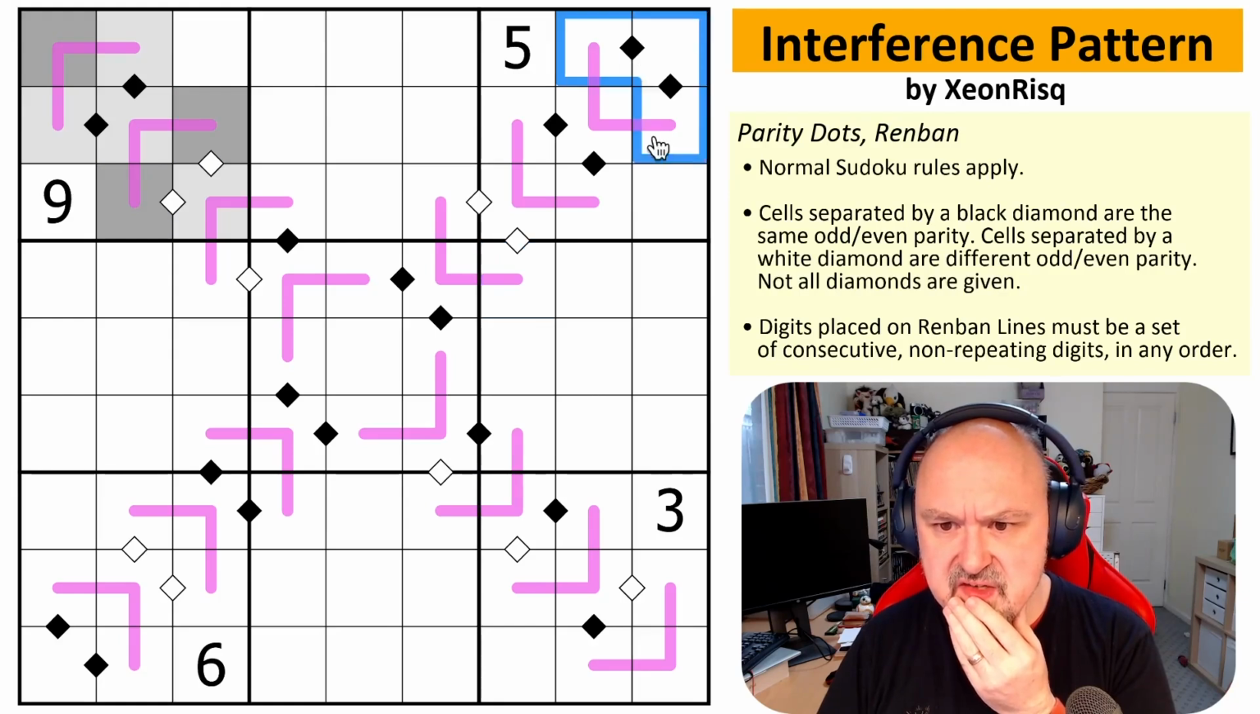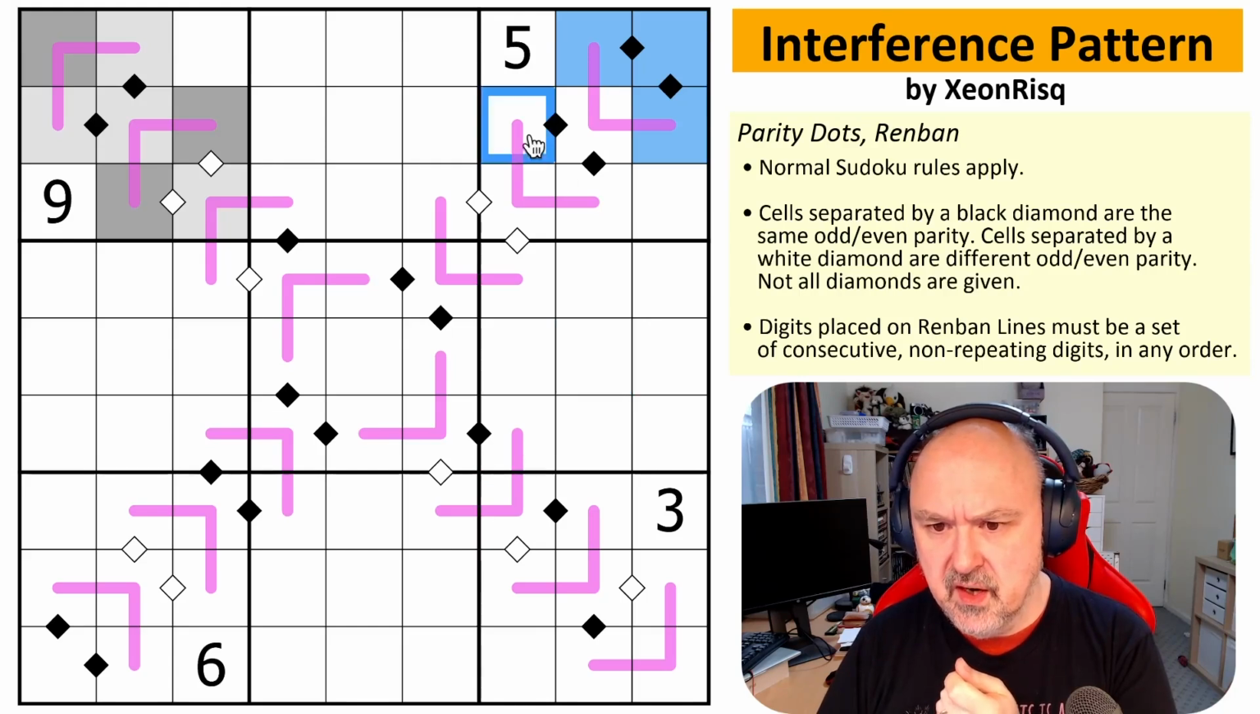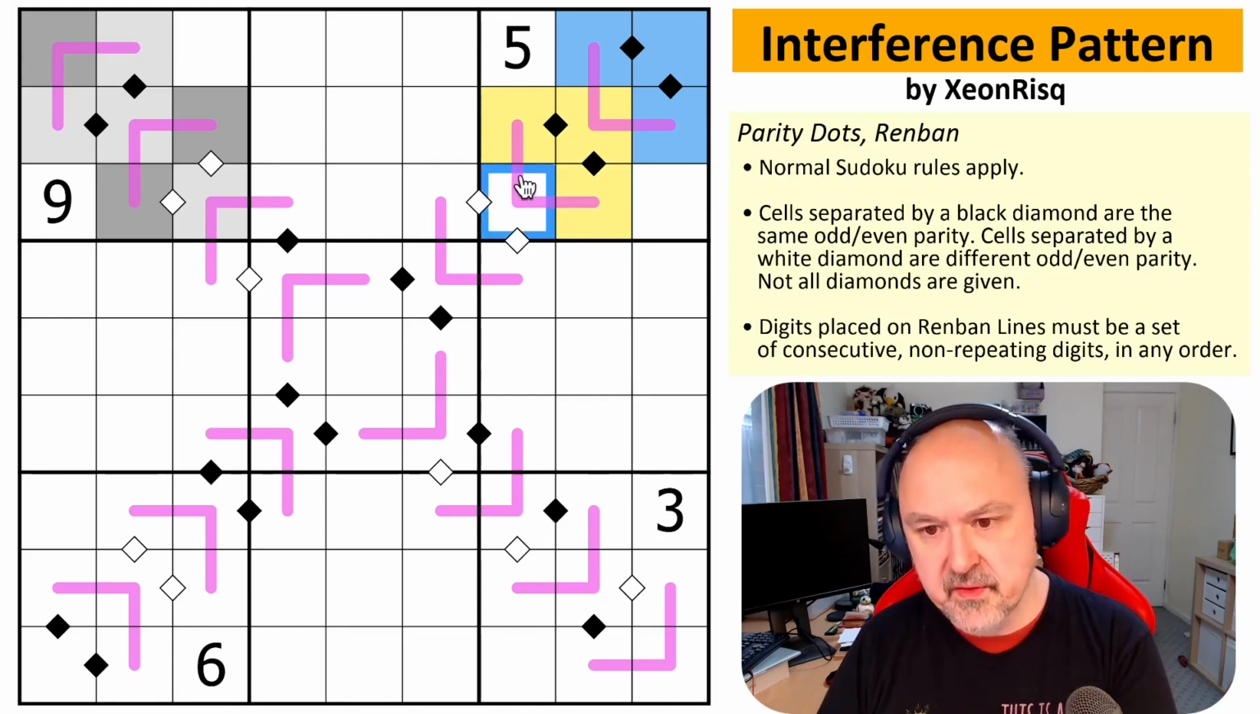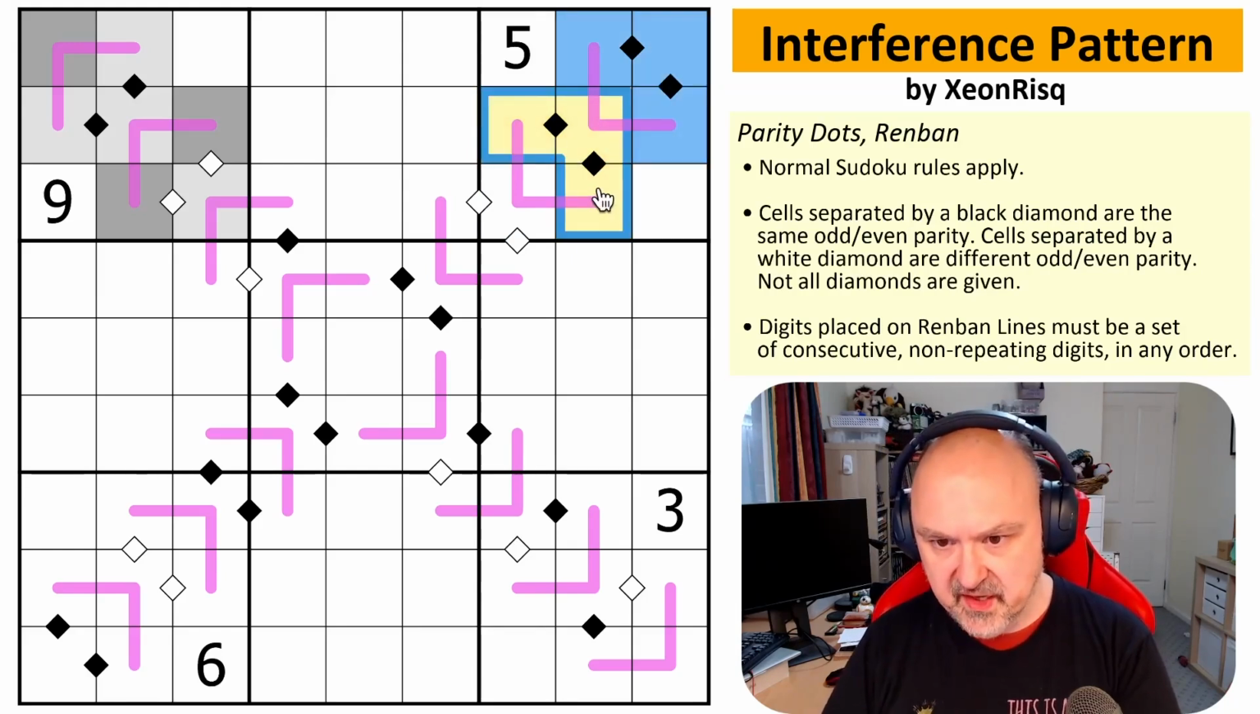So let's now start up here and see what I get. So these 3 are the same. So let's say that those are blue. And these 3 are the same. Let's say that they are yellow. Now we know that because they couldn't be the same. Because if they were the same, then I would end up with 6 of something, and that's just blatantly untrue.